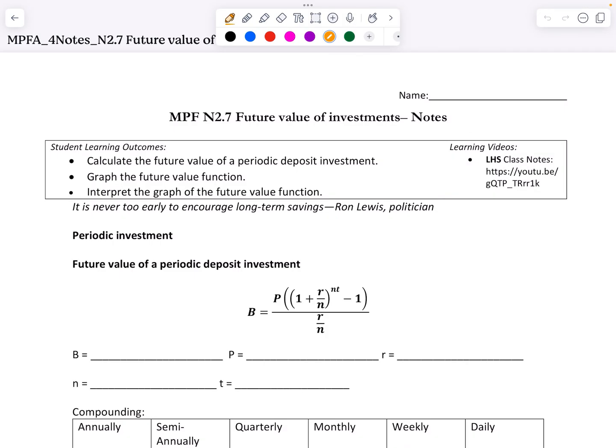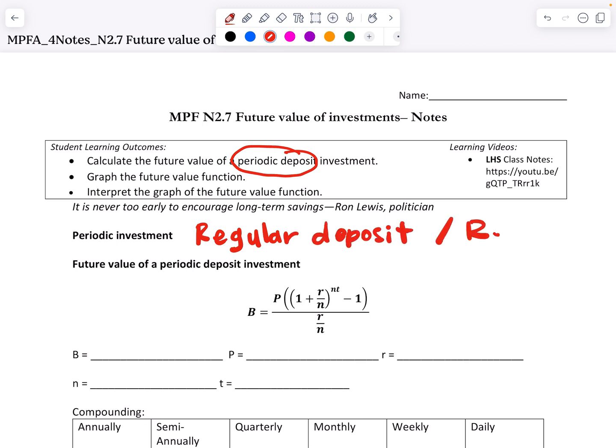All right, so today we are talking about still investments, but it's going to be the future value of investments. And the biggest difference between what we did last time and what we're doing this time is today we are talking about periodic deposits. So a periodic investment is where you make a regular, like a scheduled deposit or a repeat deposit. Oops, that should be a T.